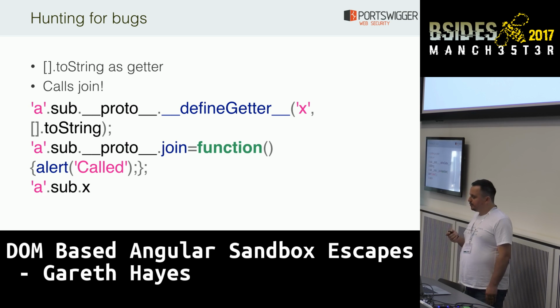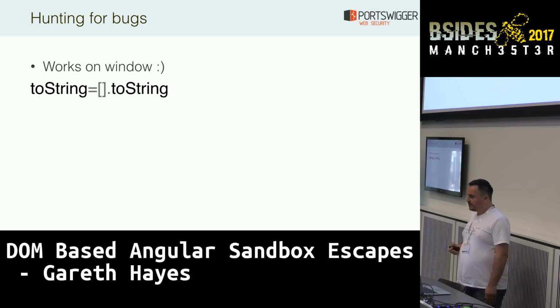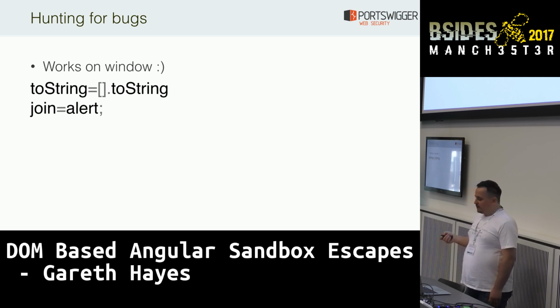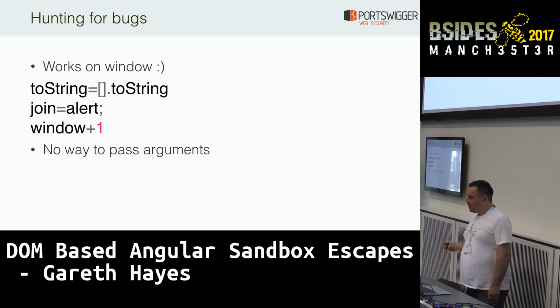accessed. This is pretty cool because it also works on window. Because window is an object, you can do toString equals array.toString. In JavaScript, normally you're working on the window, so this is really window.toString. And then I add another property of join and assign it to the alert function. Then when toString is called on window, the function will be executed. I couldn't find a way of passing arguments, but if you could, then you could bypass the sandbox.